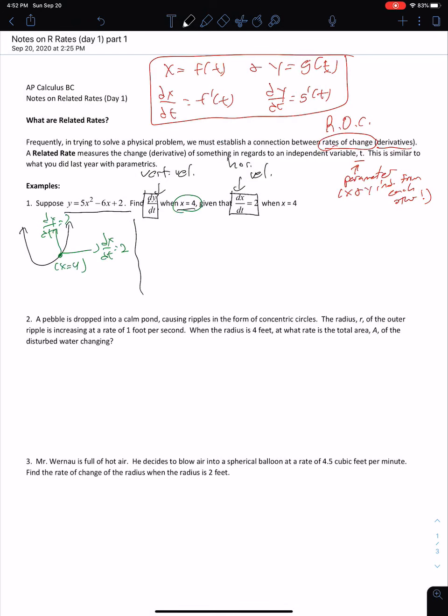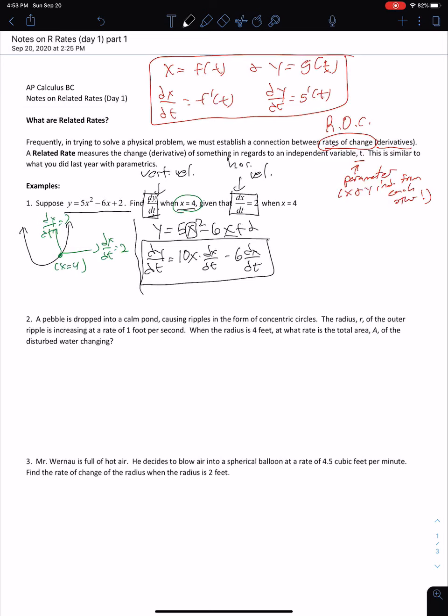To do this, it's pretty easy. We have our equation, y equals 5x squared minus 6x plus 2. When we take the derivative, remember, we are doing the derivative with respect to t now, so this is implicit. So the derivative of y would be dy/dt equals, and this is the hard part, when we take the derivative of 5x squared, we're going to get 10x, but we get this dx/dt, minus 6. And again, the derivative of x is dx/dt. So there is our derivative right there.